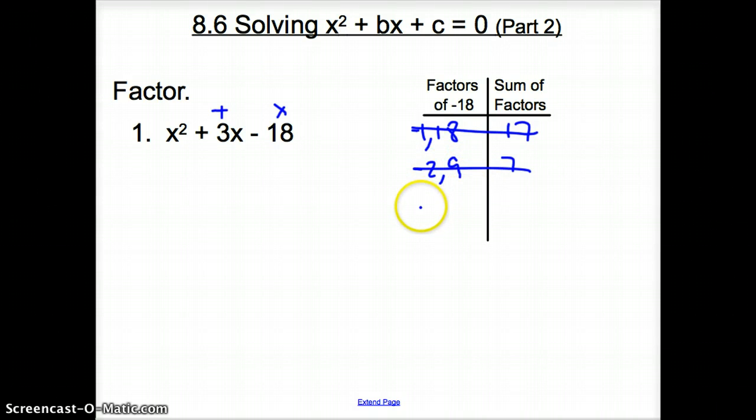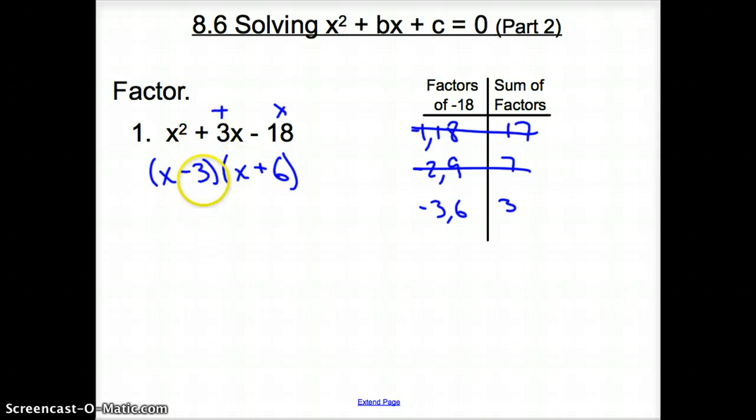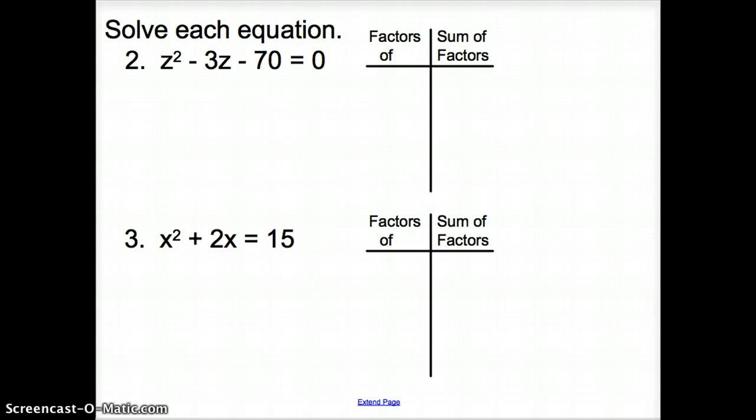Then we try negative 3 and 6. They add up to 3. Well, wait a second, that's what we're looking for. So these two guys are our factors. And so then we just bring down our parentheses, x minus 3, and then take that times x plus 6. Together, these guys add up to a positive 3, but they multiply to a negative 18, so we found our factors for number 1. Now with today's stuff, we're going to add a little something extra onto that.